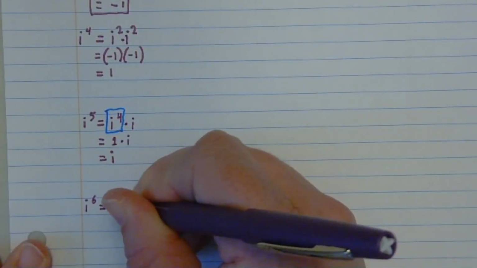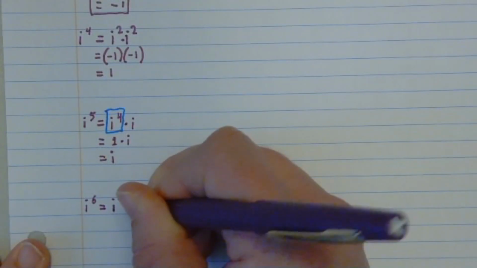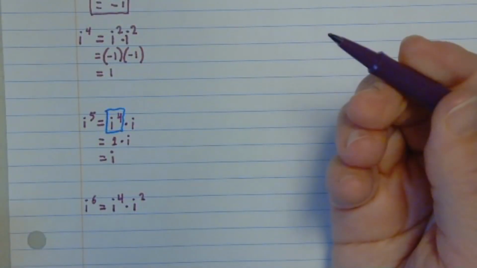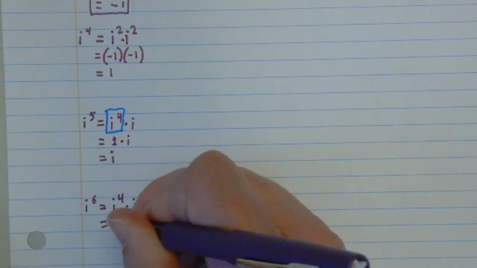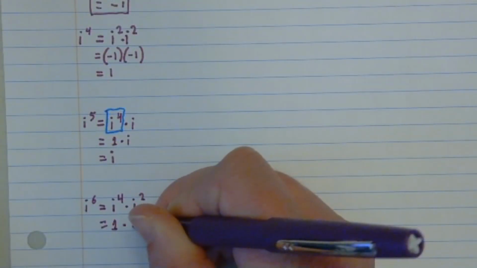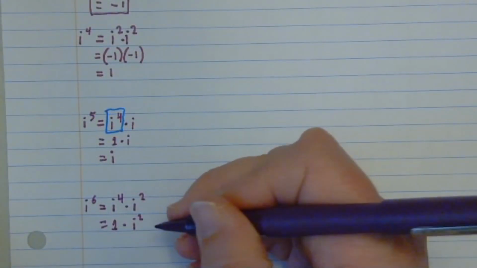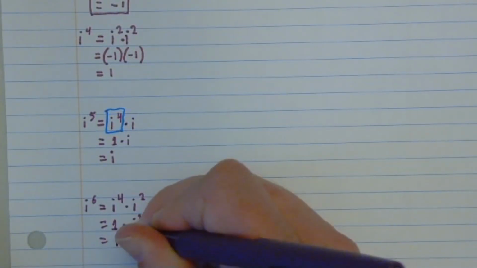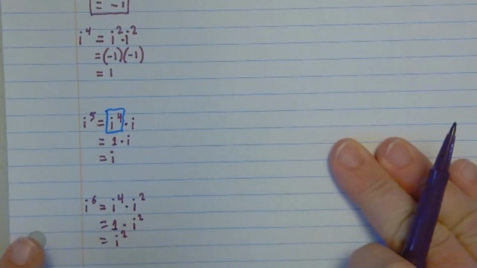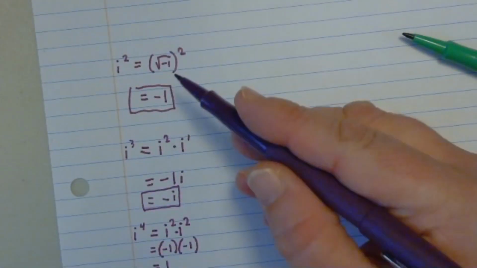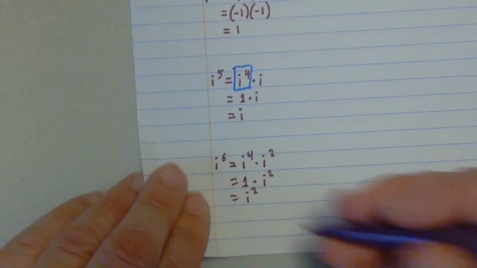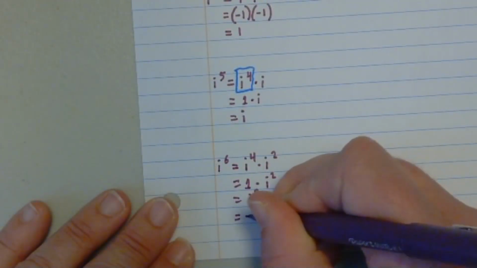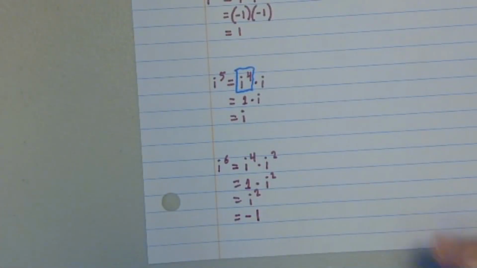I'll try that strategy again for i to the sixth. i to the fourth times i to the second would be i to the sixth. 1 times i to the second would be i to the sixth. But wait a minute, i to the second, if I look back up further on my paper, is -1. So i to the sixth is also -1. We'll do a few more.